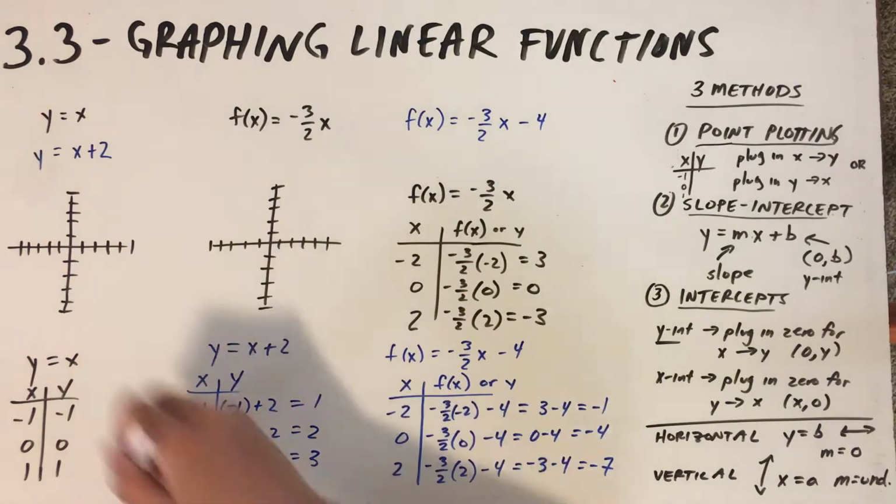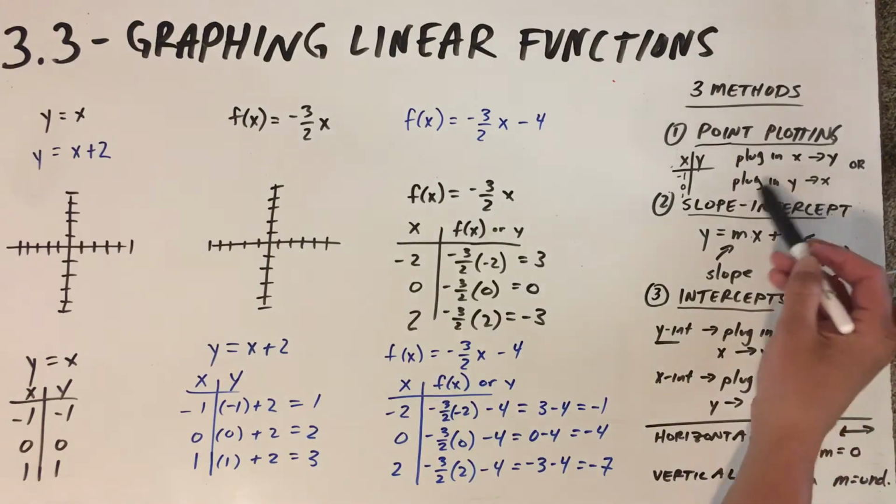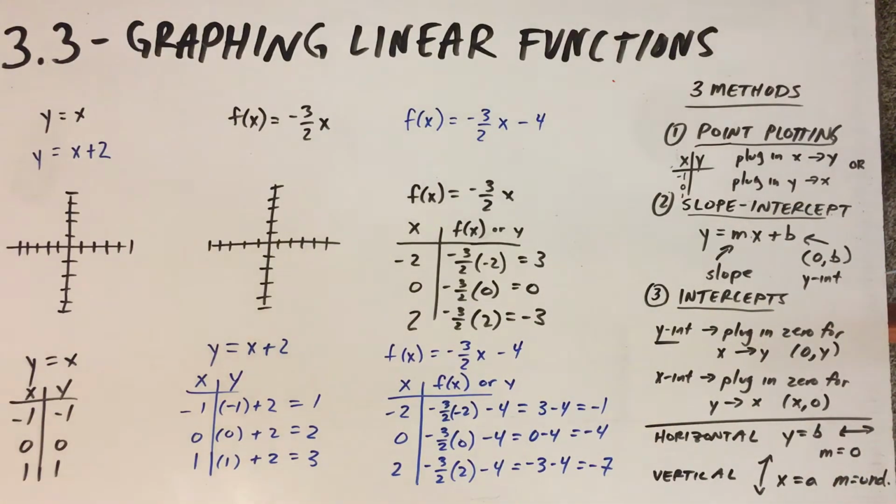Point plotting is what I've done here. Point plotting just means I'm going to choose a specific value for x, and then I'm going to substitute that into the equation. I'm going to say, well, when x is this, what is y? Or I'm going to choose a specific value for y and substitute that into the equation, then say, well, when y is this, what is x? Okay, so that's point plotting.